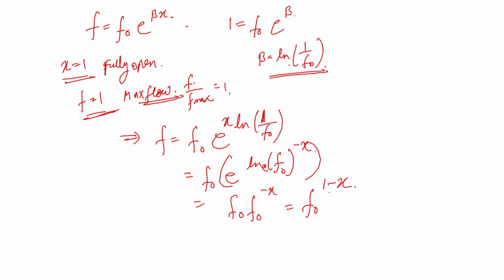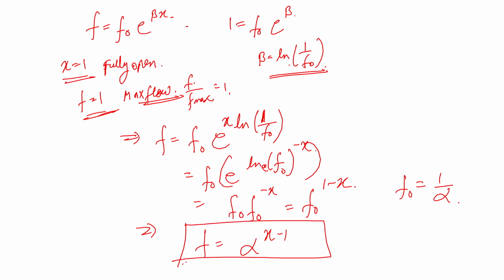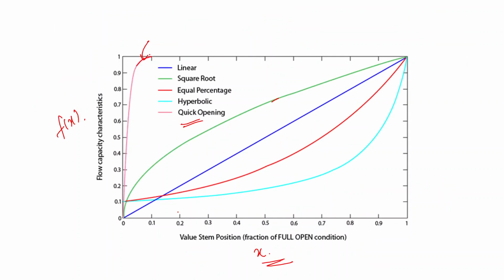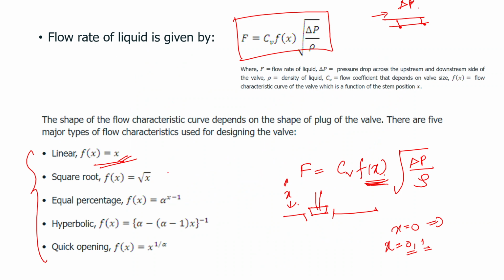Let's just consider this. If F naught is equal to 1 upon alpha, then we can write F is equal to alpha raised to x minus 1. So this is the equation that we will be using in the further numericals. So basically we derived this equation, F of x is equal to alpha raised to x minus 1.